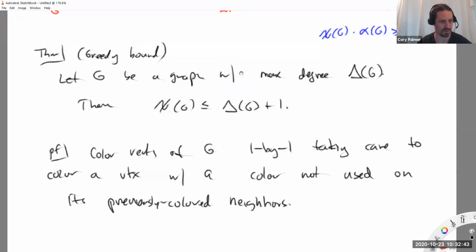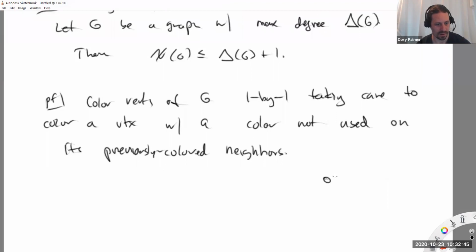Okay, so that's the algorithm. I didn't actually have an example for this, but let me try something here. Say I want to color this graph. You just take the vertices in an arbitrary order and start coloring them. So this vertex is red. Then say I took this vertex next, this is blue. And then I take this vertex down here, this one can be red again, right? Because that's safe.